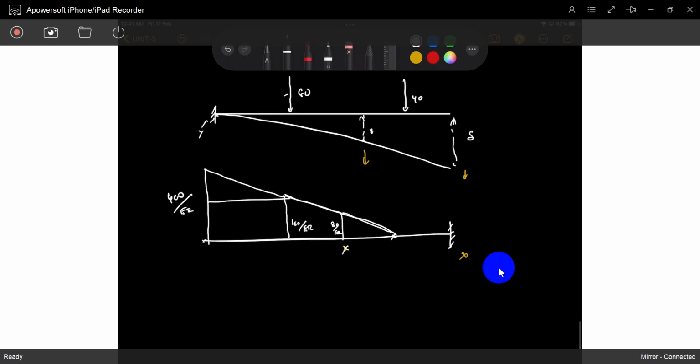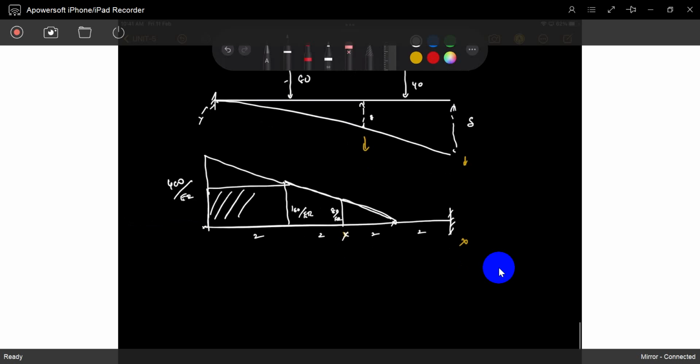Can you find out? Very easy here. This is 2, this is 2, this is 2, this is 2. If you take this block, what is that value? 160. 160 by EI multiplied with 2, and exactly here, what is this distance? 160 by EI multiplied with 2 is the total area, multiplied with the distance. Distance is what? 2 plus 3, that's 3. Exactly 3. That's it.